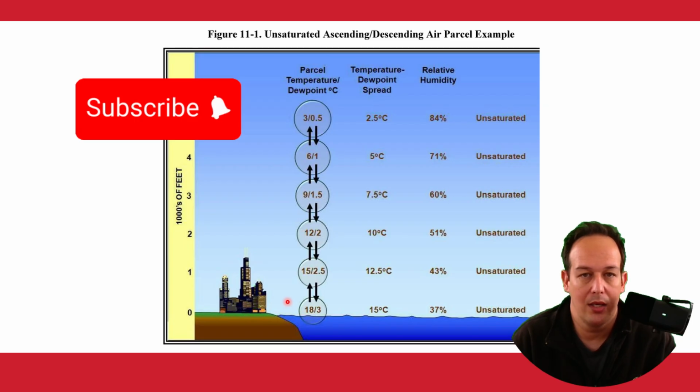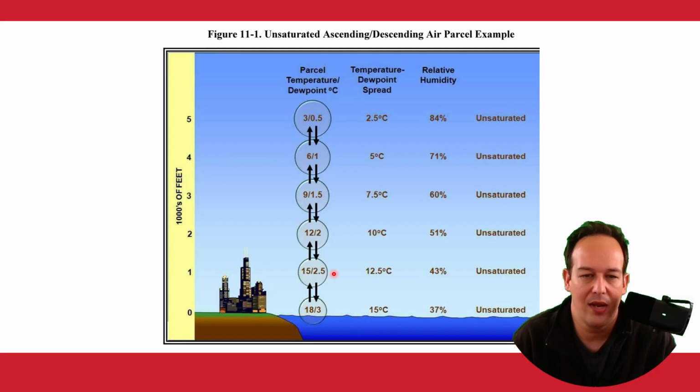But the dry adiabatic lapse rate for dew point is half a degree. So here it is 3 degrees at the surface, and then 1,000 feet is 2.5 degrees. Another 1,000 feet, 2 degrees. So it's decreasing at a rate of half a degree.